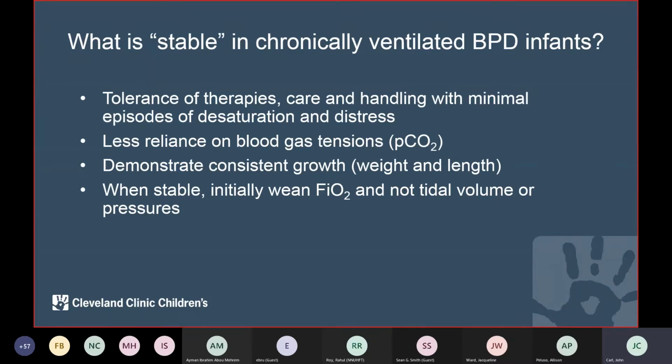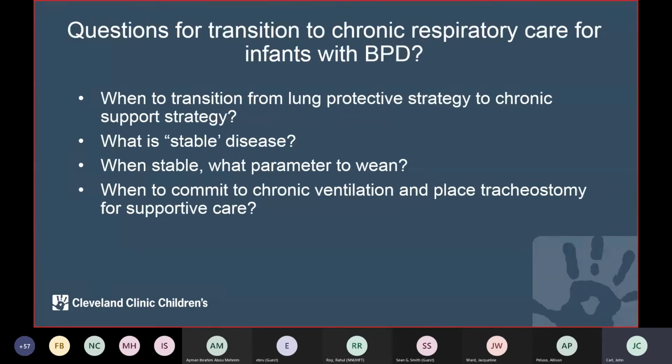This is not necessary. It's not necessary, obviously, to be able to maintain lower CO2s. What we do want to do is have consistent growth, both weight and length, and weaning of FiO2 and not tidal volume or pressures, so that we can go ahead and provide, again, a discussion point, what is stable in these chronically ventilated infants. So the questions then for transition to a chronic respiratory care for these infants is when to transition from lung protective strategy to chronic support strategy. The pulmonary hypertension obviously is a component, the evolving pulmonary hypertension is obviously a component of that. And what is stable disease?